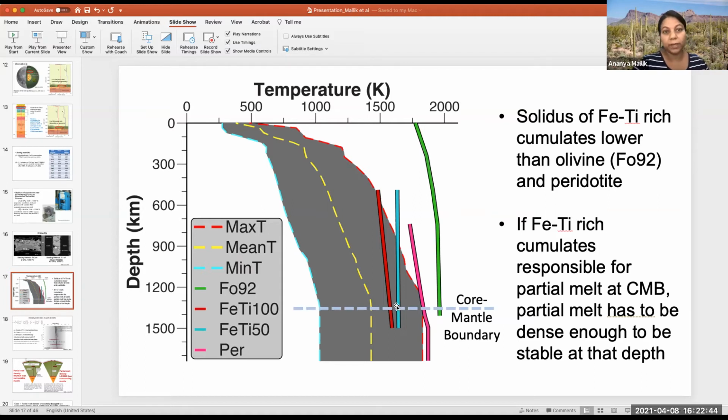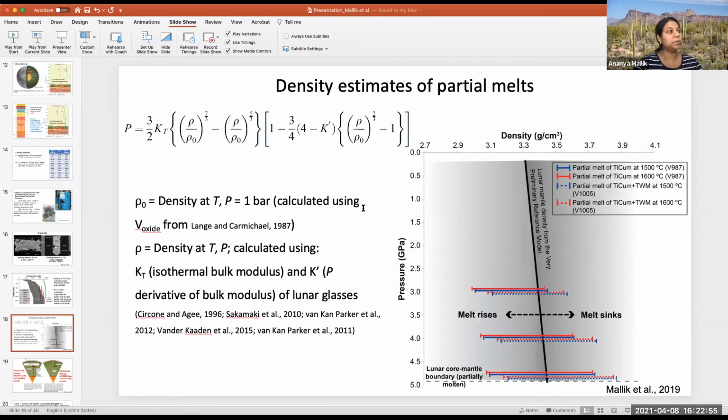So the next thing that we did was actually calculate what the densities of these partial melts that were produced in my experiments would be. For that, basically we used a Birch-Murnaghan equation, an equation of state where you can calculate the density at a given pressure and temperature. The inputs would be density at 1 bar, which was calculated using the composition and the partial molar volume of the different oxide components in that liquid.